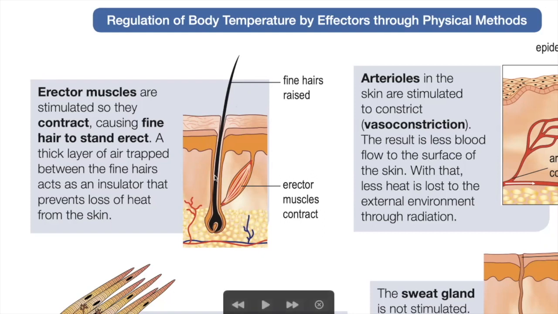that when we are having a cool weather, it means that we have to keep our heat energy because we want to keep warm, right? So we have to minimize the heat loss from the body. So by having the thick layer of air trapped between the fine hair, this will act as an insulator so that it can prevent the heat loss from the skin.